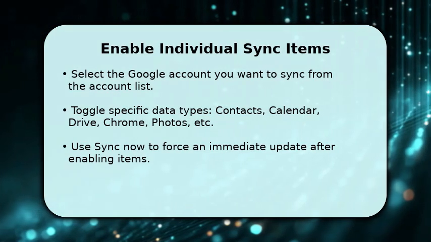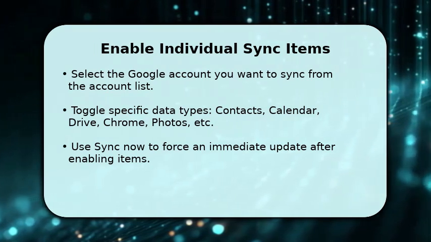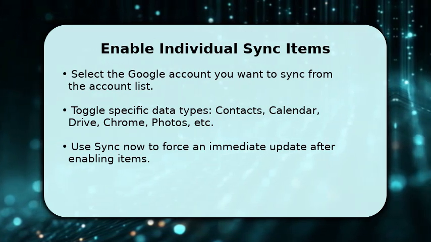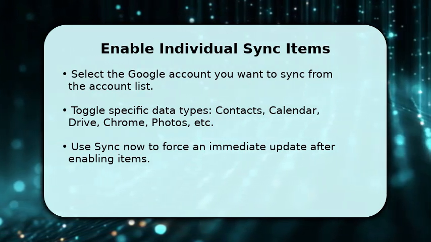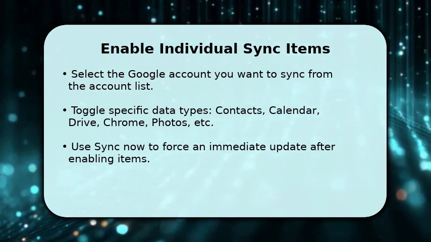Once you've opened the account page, choose the specific Google account if multiple are present. Next, you'll see a list of syncable items. Toggle contacts, calendar, Drive, Chrome, Photos, and any app data you need. Enabling each item lets you control bandwidth and privacy.